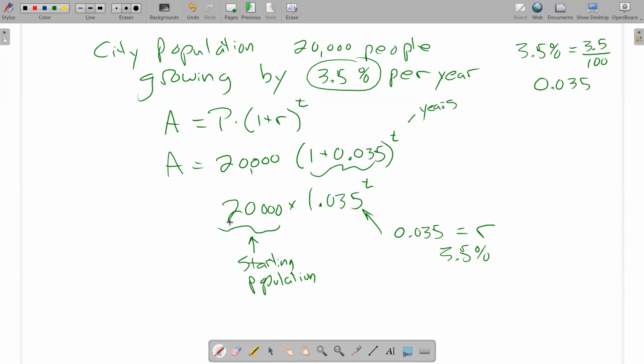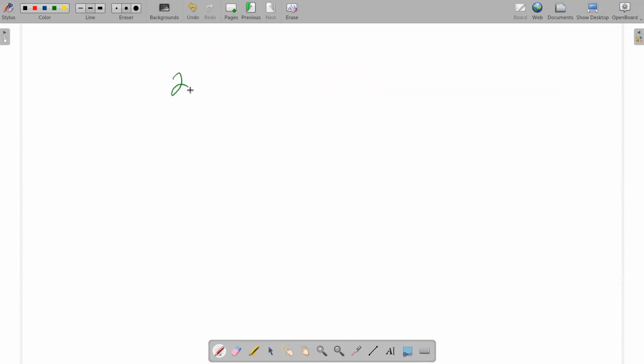If I wanted to then predict a future population for the city, that's what this A is all about here. So maybe I want to know how many years is it going to take for this city at this rate to get up to like 25,000? So then I would just have to solve the equation. Given my starting point, 20,000 times 1.035 to the power t, I want to know when is that equal to 25,000? And we've solved equations like this before.